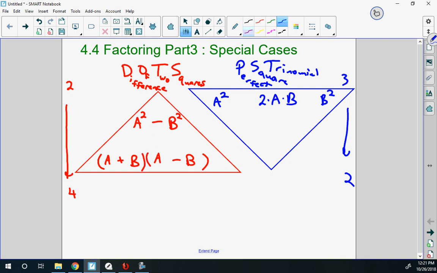So let me fill in some signs. The b squared is always going to be added. That's always, always, always going to be plus. Now, for sake of saving time, space, and energy, there are two different perfect square trinomials that you might see. Sometimes it's a plus, and if it's a plus up there, it's going to be a plus down here. If it's a minus up there, it's going to be a minus down here.